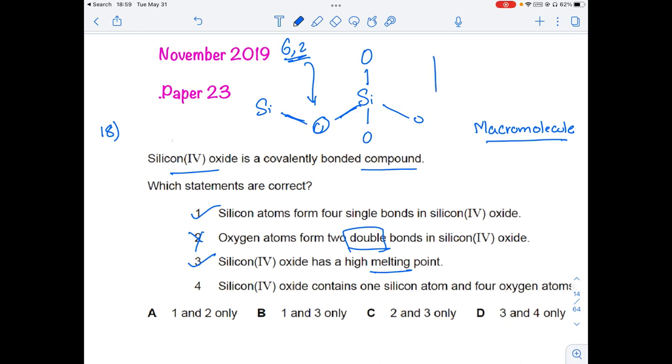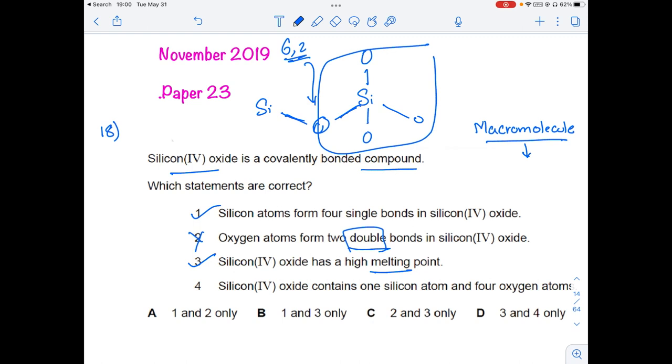You can see that one silicon has four covalent bonds. But silicon oxide is a macromolecule. There are millions and millions of silicon oxide units. So therefore, in order to melt that, you have to break all the bonds, which is very difficult. So therefore, they have a high melting point.